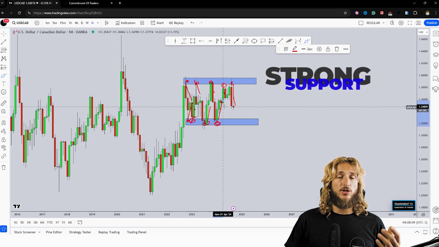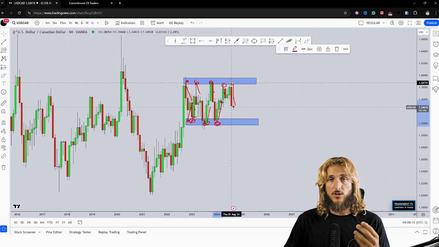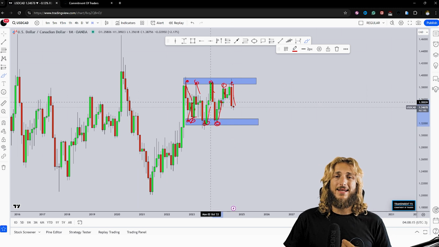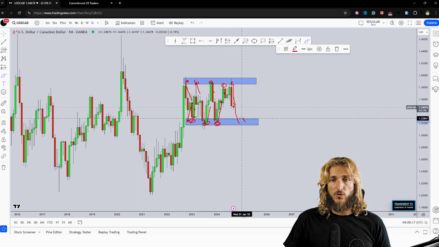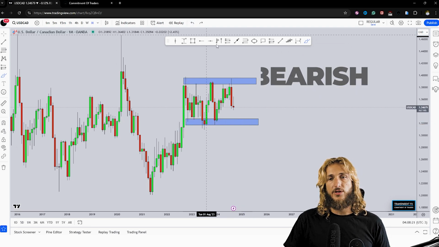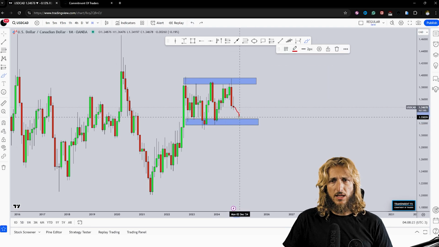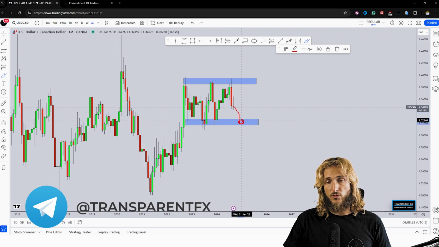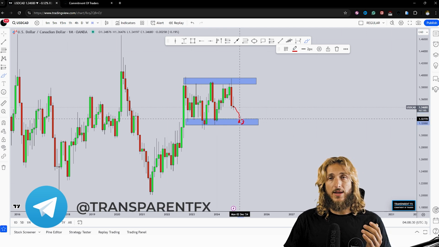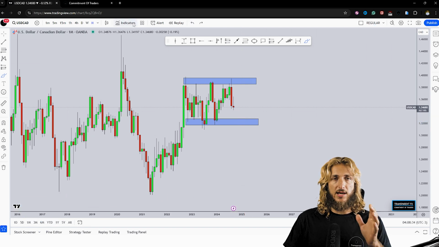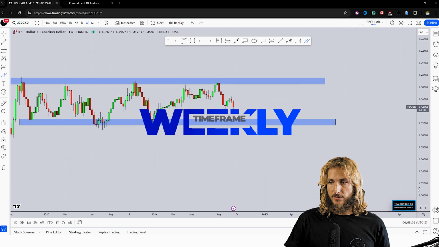Now, since the last test of the boundaries of this range was of the top of the range, the next logical step would be for the market to go and test the low of this range. So from a monthly standpoint, everything seems quite bearish, and there is a possibility of seeing more bearish price action for the market to go and test what kind of liquidity we have here at the bottom of this range. So let's keep this in mind and drop down on the weekly time frame.